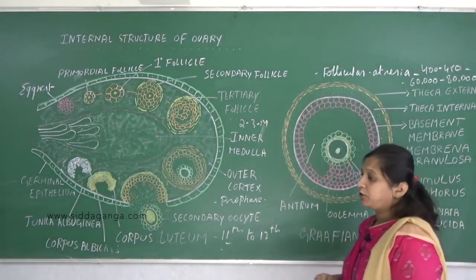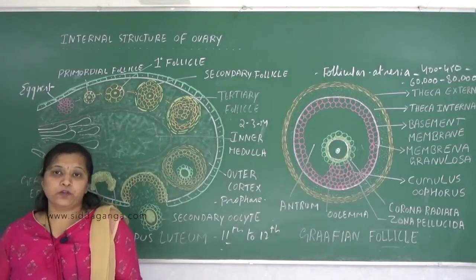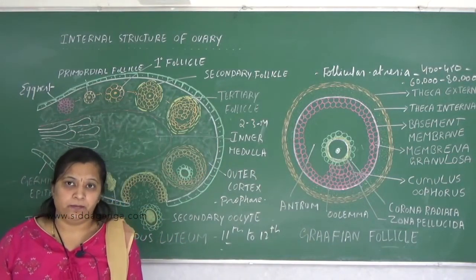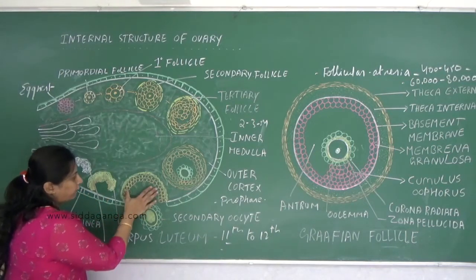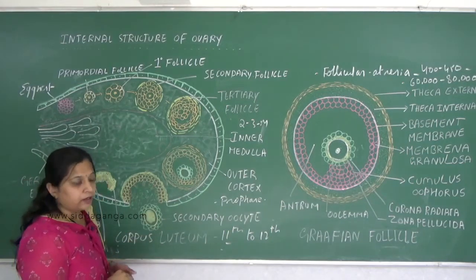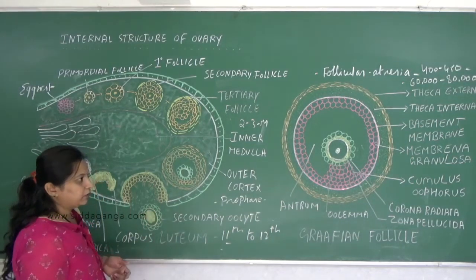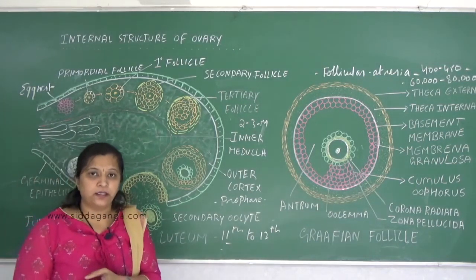Ovulation means the release of a secondary oocyte from the Graafian follicle. During ovulation, the Graafian follicle will rupture. What causes the Graafian follicle to rupture? It ruptures because of LH hormone, luteinizing hormone.